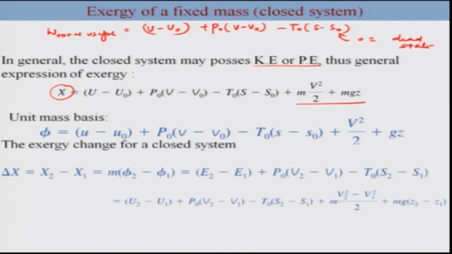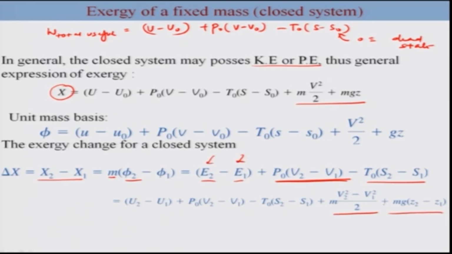The change in Exergy of a closed system is simply the change in X, that is X2 minus X1, and that can be written in terms of phi, m times (phi 2 minus phi 1). So, naturally this can be written as E2 minus E1. Now, since the kinetic energy is included, we simply say E2 minus E1 plus P0 multiplied by the volume term, minus this term. Or you can simplify this in terms of U, and of course, you have to consider the kinetic energy difference and the potential energy difference if you want to expand your E.